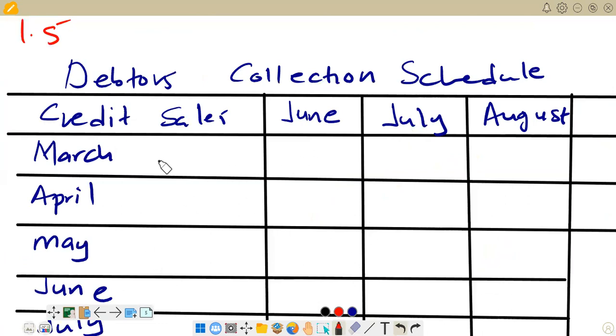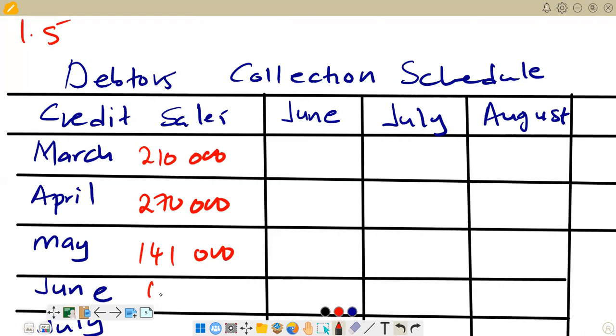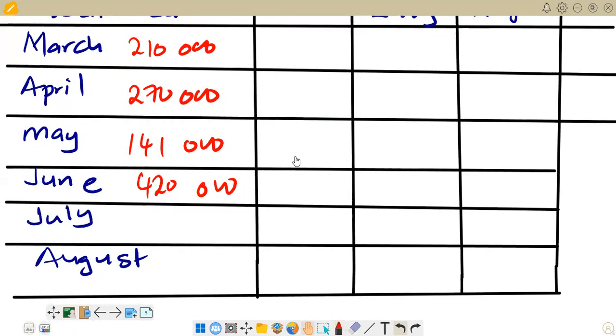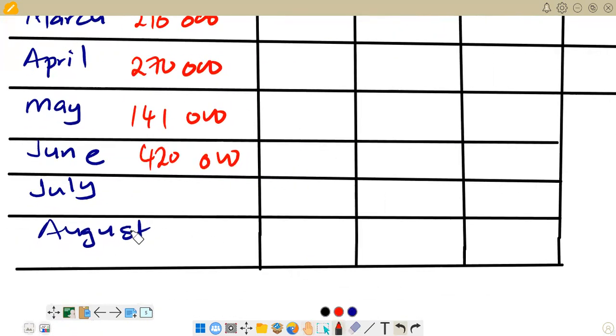So what are we saying? We are saying for March, we got 210,000. Then for April, we got 270,000. And then for May, we got 141,000. Then for June, we got 420,000. Right, we go down for July. For July, you got 330,000. Then for August, we got 390,000. Right, so this is what we have in terms of credit sales.